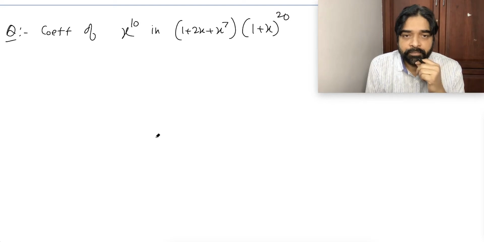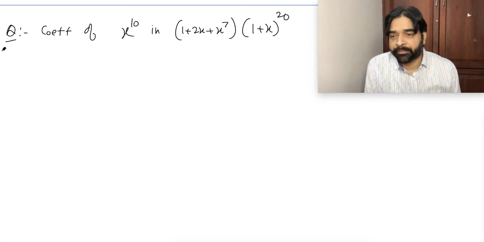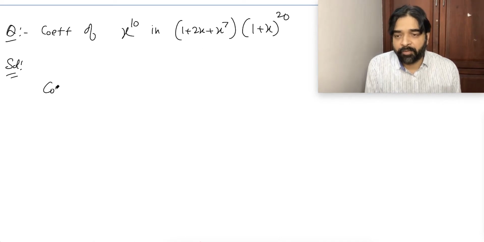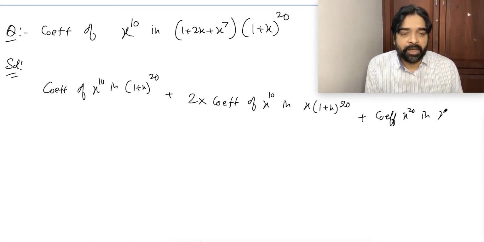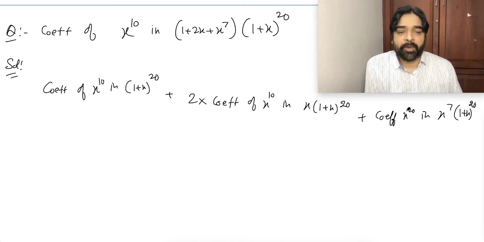Over. Check it here. Coefficient of x^10 in this. I will say coefficient of x^10 in (1 + x)^20 plus 2 into coefficient of x^10 in x into (1 + x)^20. Did you understand the point? This is 10, sorry.